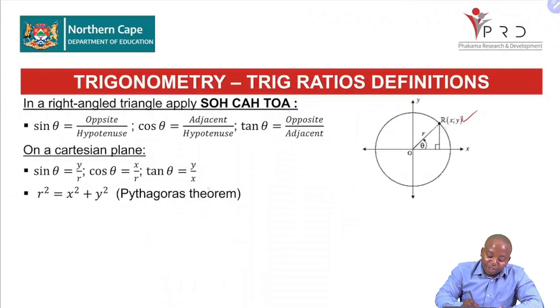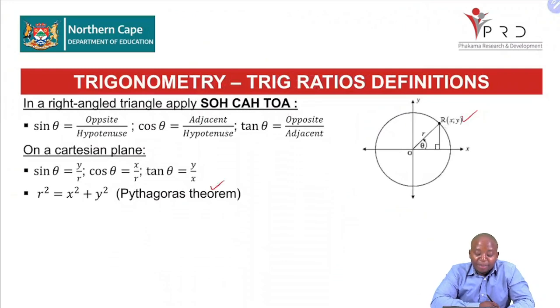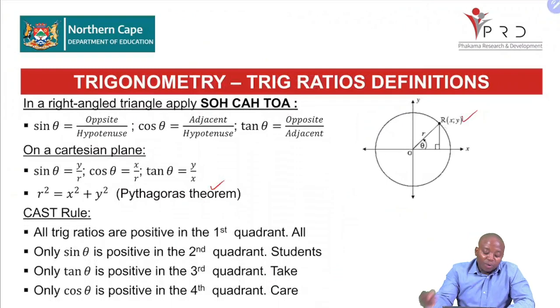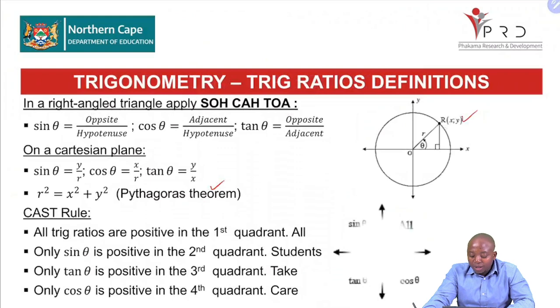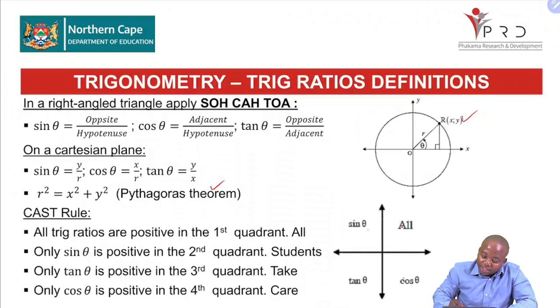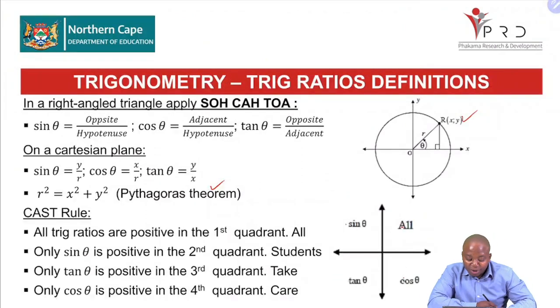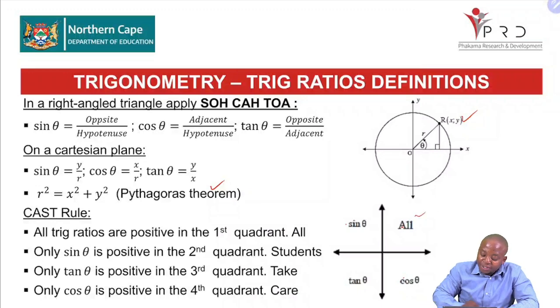And we must also remember, on a Cartesian plane, we must be able to utilize the concept of the Pythagoras theorem. Then we must remember the CAST rule. You can see the CAST is C-A-S-T. Then we can say all trig ratios are positive in the first quadrant. It says all. Then sine theta is only positive in the second quadrant.